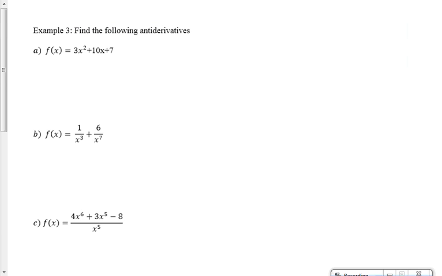And there's a good example of that right now. It says find the following antiderivatives. Okay? So we're finding the following antiderivatives. We're looking for the name of the antiderivative, which is capital F of x. This is a polynomial. We are going to follow the sum rule, and we're going to follow power rule.